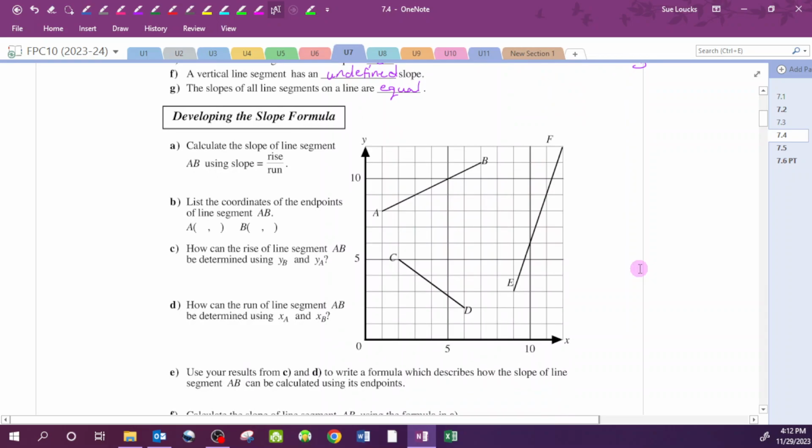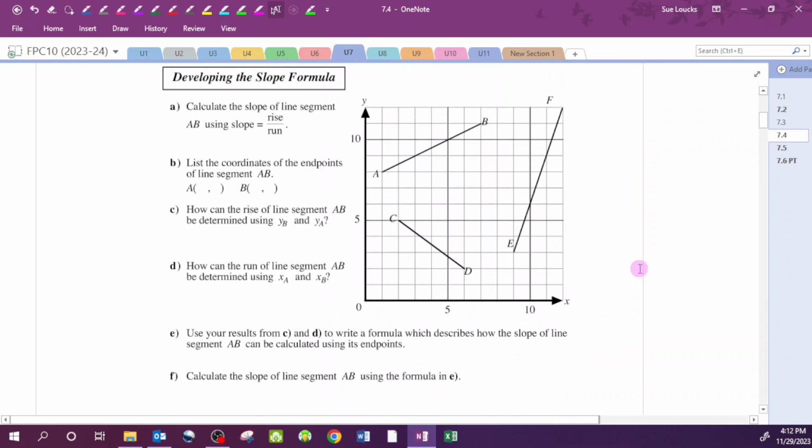Okay, we're going to develop the slope formula, because there's a formula for it beyond rise over run. Rise over run is great when you can look at it and count it, like you can with these ones, but we want a formula for if we have huge numbers, or if we don't have a graph and we can't do a nice neat graph to count it.